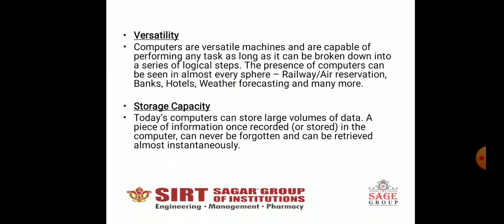Now the next one is versatility. It means a computer does not work in one place only, it can work in many other places as well, like in railway stations for reservation purposes, in hotels for booking purposes, in banks for accounting purposes, and in weather forecasting to give information regarding weather, and many more places where we can use computers. So this is the next characteristic, versatility, in which a computer can be used in many places.